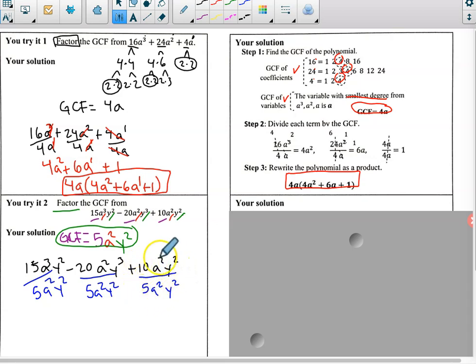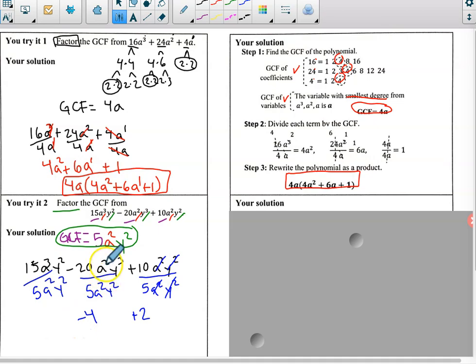Okay, let's start on this section here. y squared divided by y squared, that gets eliminated. a squared and a squared as well. 10 divided by 5, that is 2. Right here, negative 20 divided by 5 is negative 4.